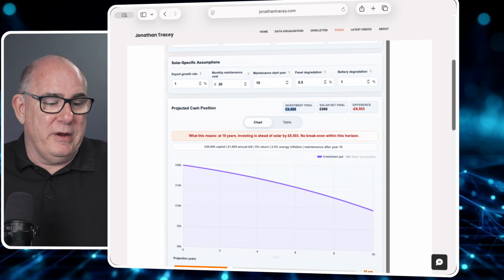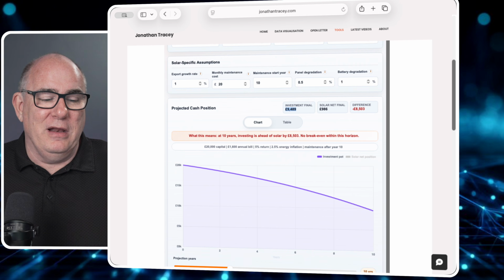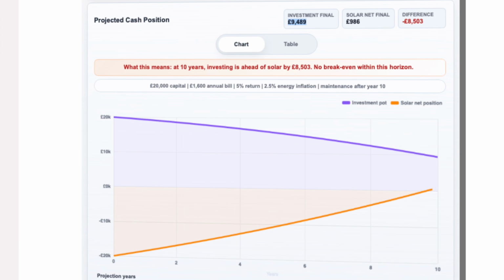But we also get a summary here. This is what this means. 10 years investing, we're ahead of solar by 8,503. So let's turn back on the solar position so we can actually see what happened in the same period of time. So again, we started out at minus £20,000 because we spent £20,000 on our solar system.